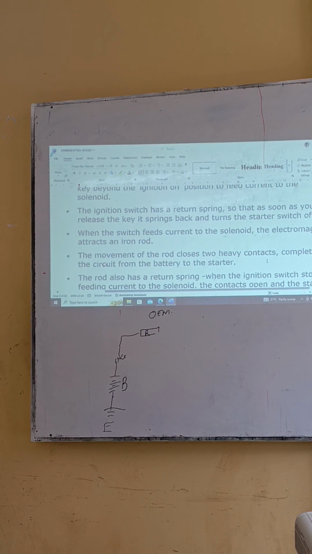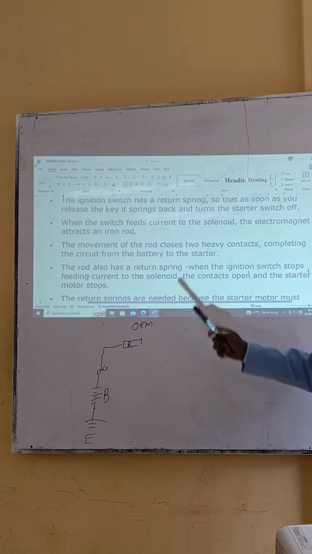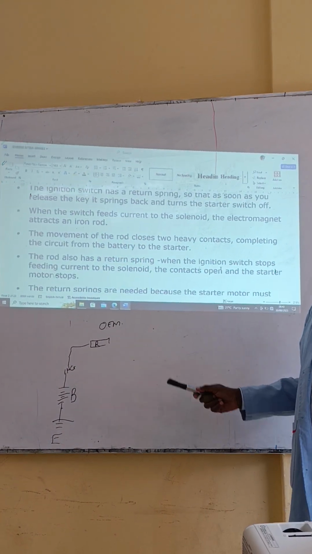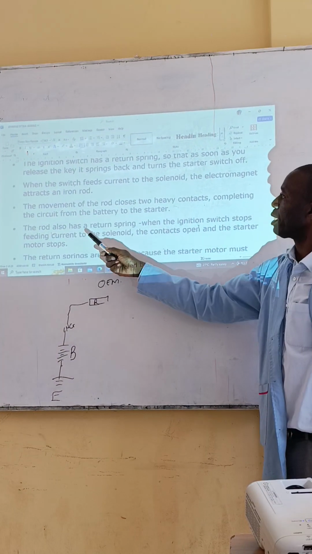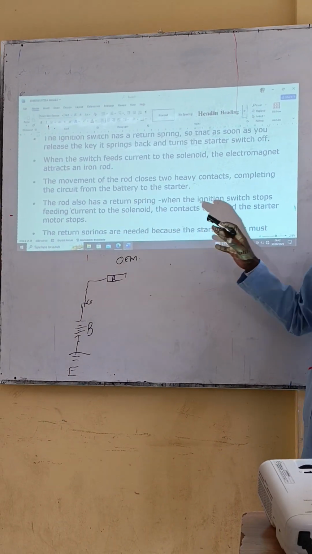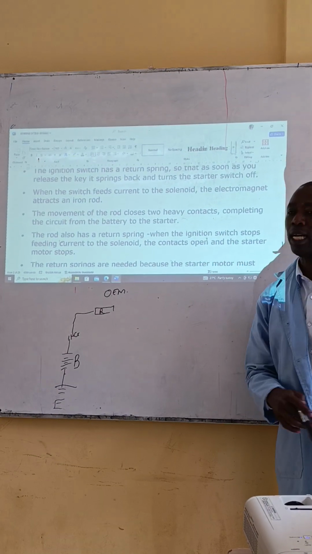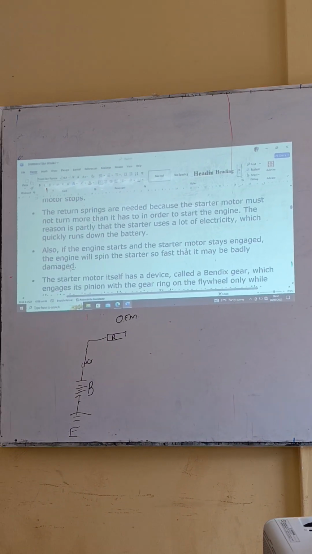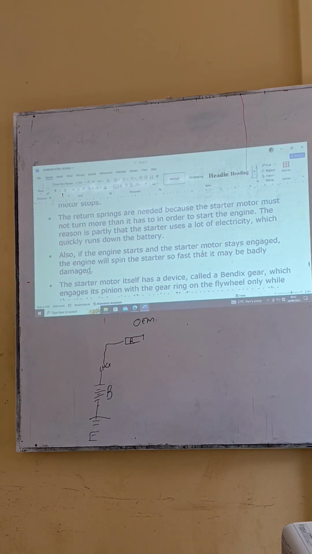Number nine, when the switch feeds current to the solenoid, the electromagnet attracts an iron rod. The movement of the rod closes two heavy contacts, completing the circuit from the battery to the starter. Number 10, the rod also has a return spring. When the ignition switch stops feeding current to the solenoid, the contacts open and the starter motor stops and rests.